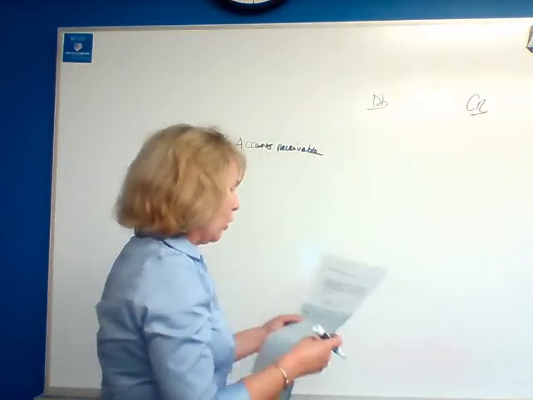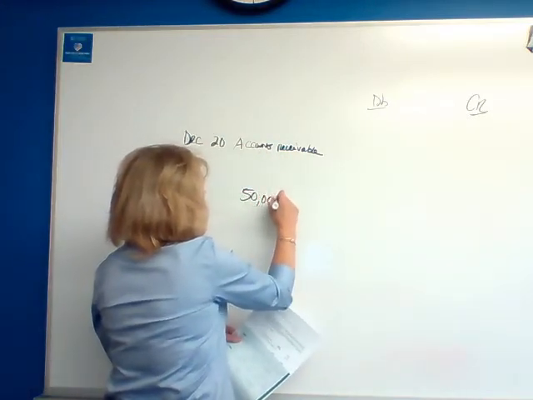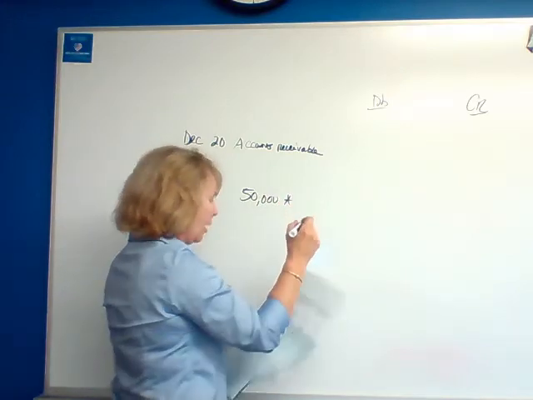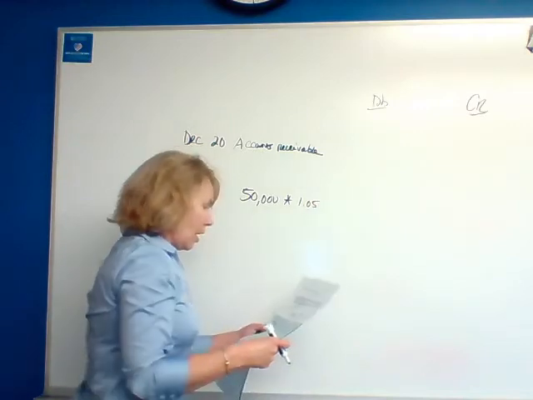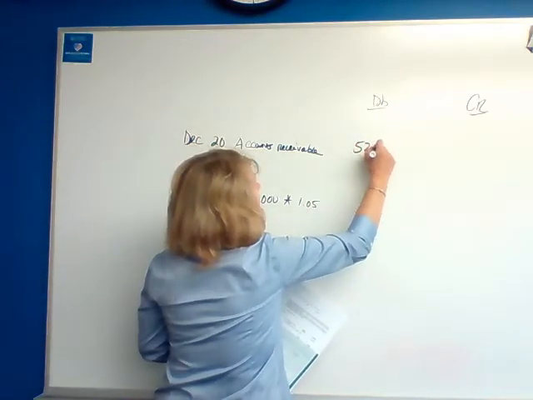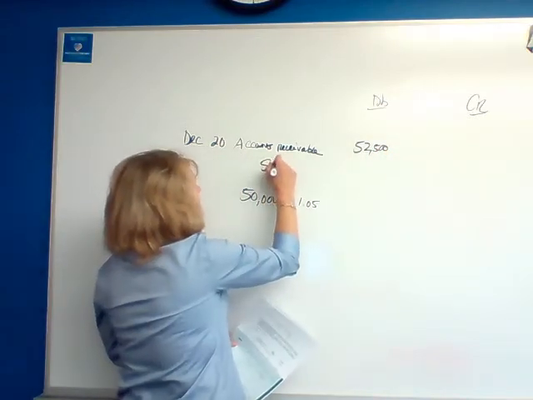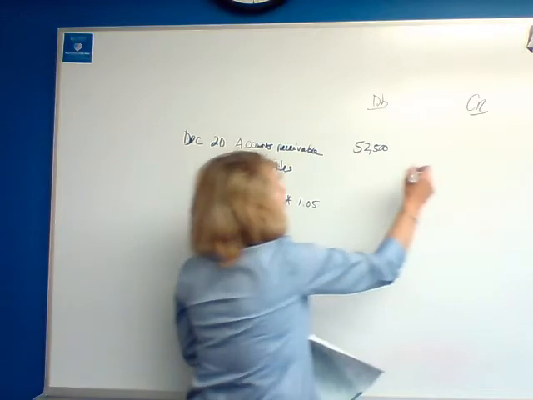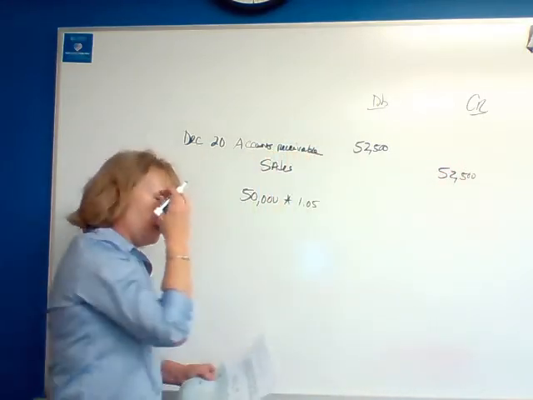So we take 50,000 and we multiply it by 1.05. And so our accounts receivable is 52,500. That's our first journal entry. And then we credit sales, 52,500. That's what we do on December 20th.